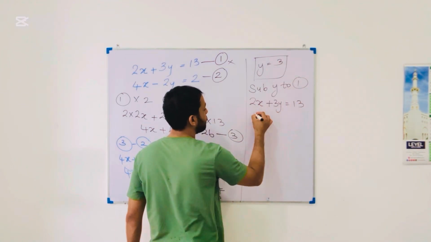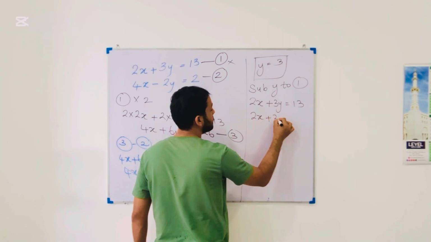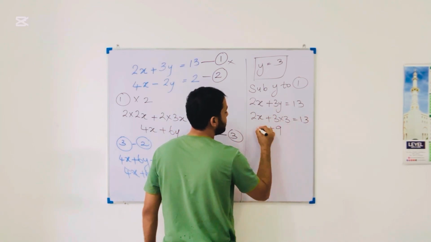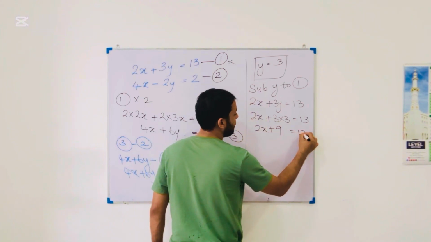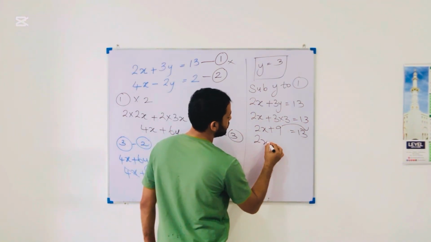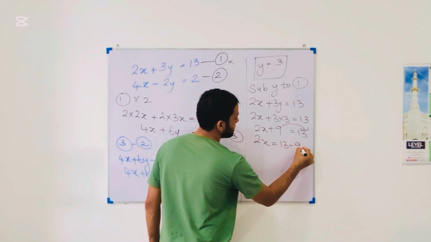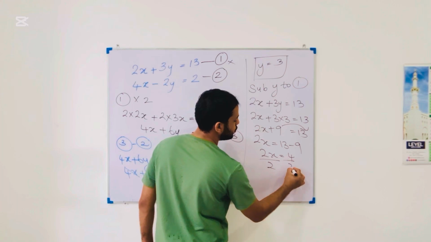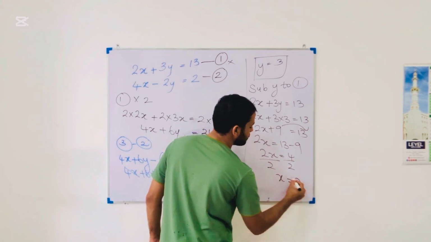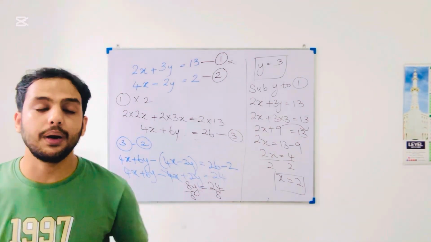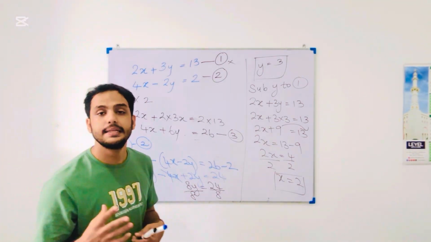Now I have the value of y here: 2x plus 3 into 3 is equal to 13. Then I have 9, so 2x plus 9 is equal to 13. It's a simple equation, just solve it, bring the 9 to the other side. So 2x is equal to 13 minus 9, so 2x is equal to 4. Divide both sides by 2, and I have x equal to 2. Now this is just a simple example of how to solve a simultaneous equation.